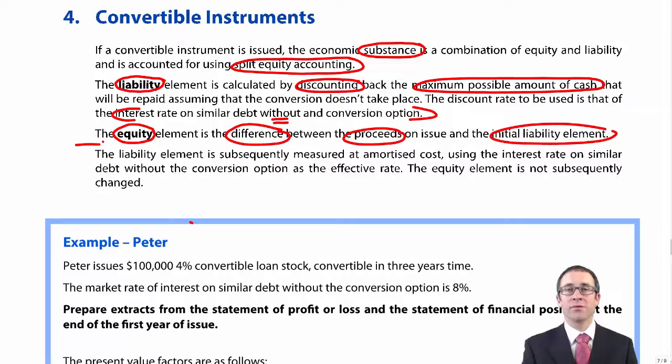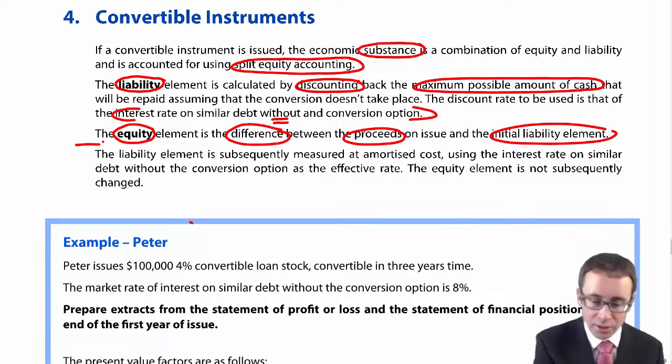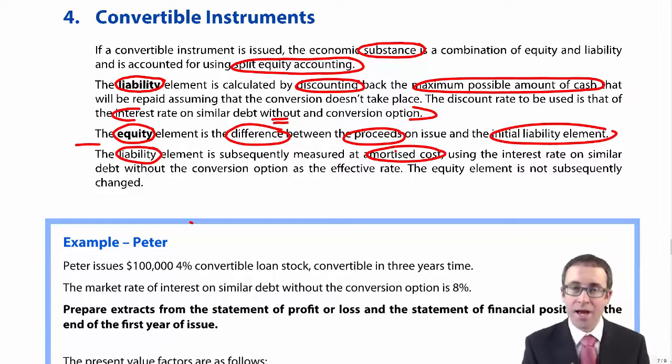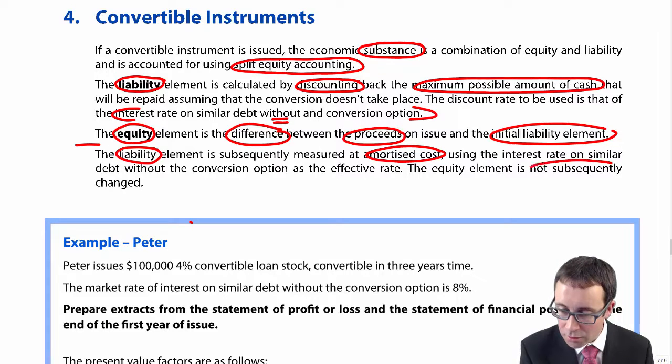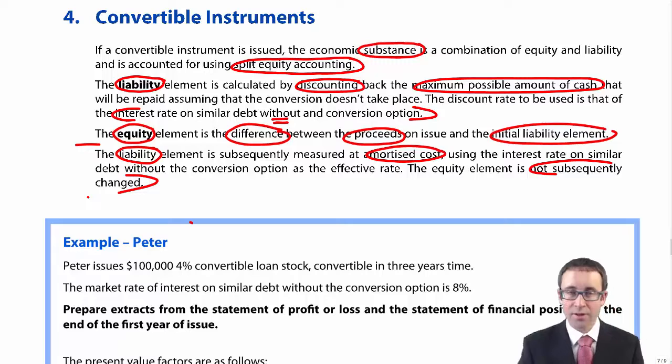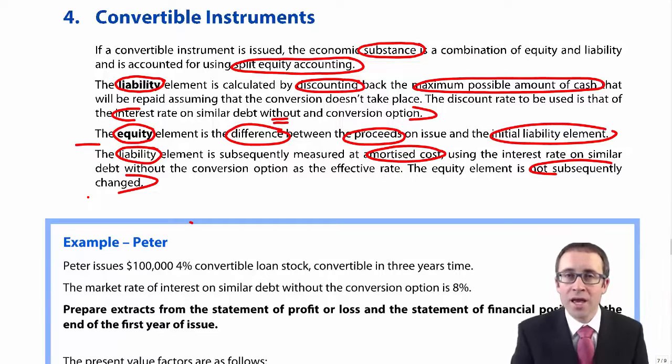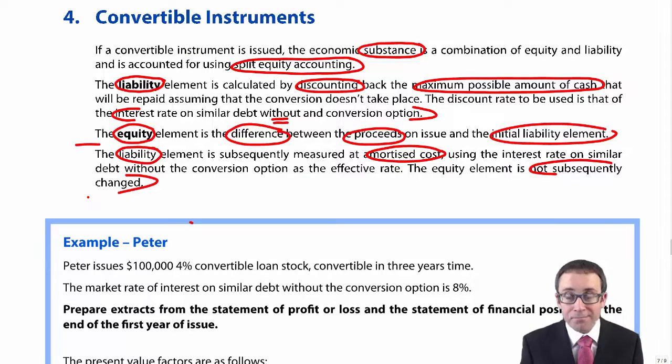The next paragraph, it talks about things subsequently. So subsequently you have a liability. Liabilities are then measured at amortized cost, aren't they? And then when you look at the equity, that is not subsequently changed. You will change it when we get to conversion, but we're not worried about that there. Once you've recognized the equity element, you leave it. That's it. Okay, you do not change it every single year. Okay, so that's it. That's what we need to go through and look at.